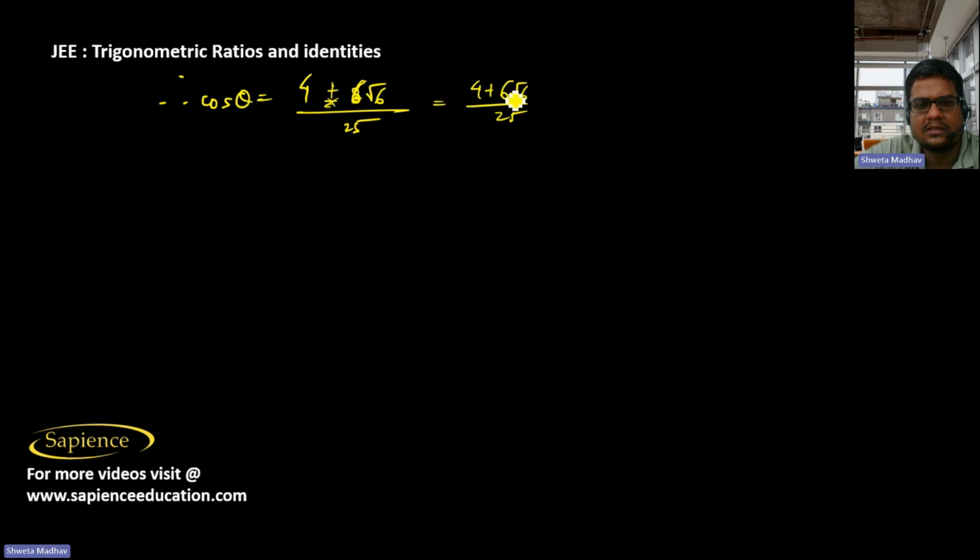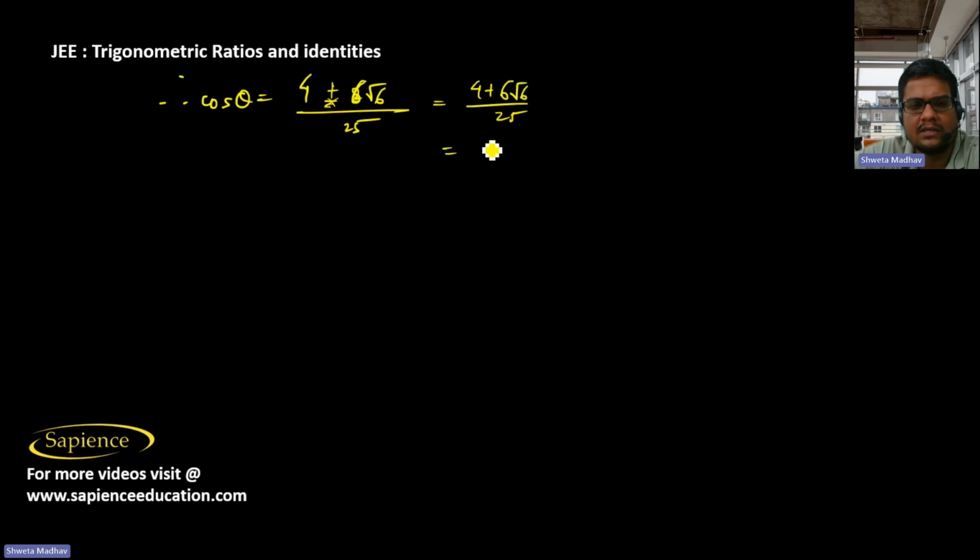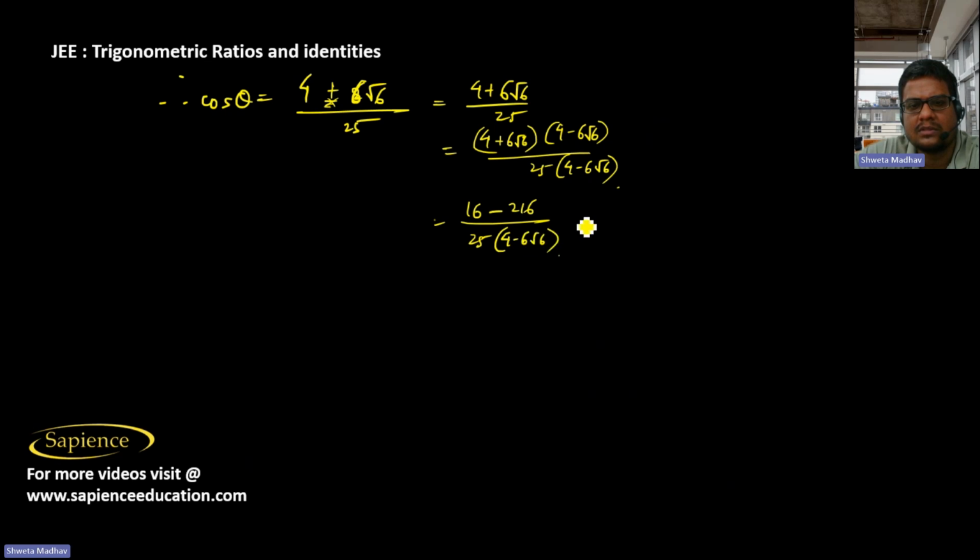Now if you rationalize the numerator, then we will get (4 plus 6 root 6) into (4 minus 6 root 6) by 25 into (4 minus 6 root 6). So this will be 16 minus 36 into 6, that is 216, by 25 into (4 minus 6 root 6), which is equal to minus 200 by 25 into (4 minus 6 root 6). Now 25 into 4 is 100, so this is minus 8.